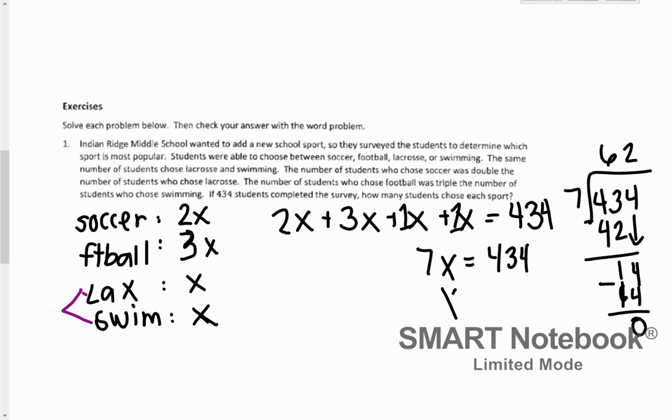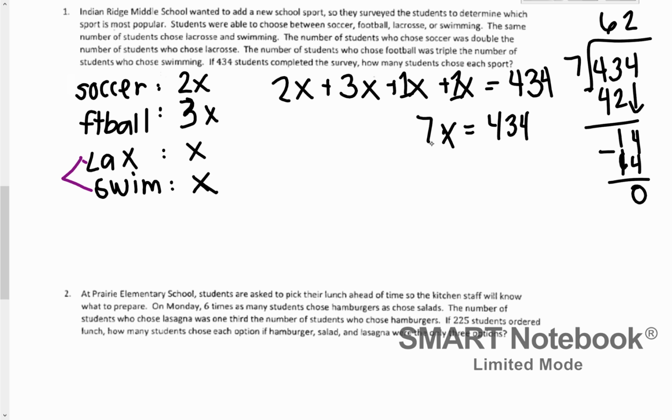So we would get x. Oops, I did not show my work. Since we were doing 7 times x, we would divide by 7 on both sides, which is what I showed doing over here. We would get x equals 62. But they want to know how many students chose each sport. So then we'd go back up here and we would fill in those numbers.